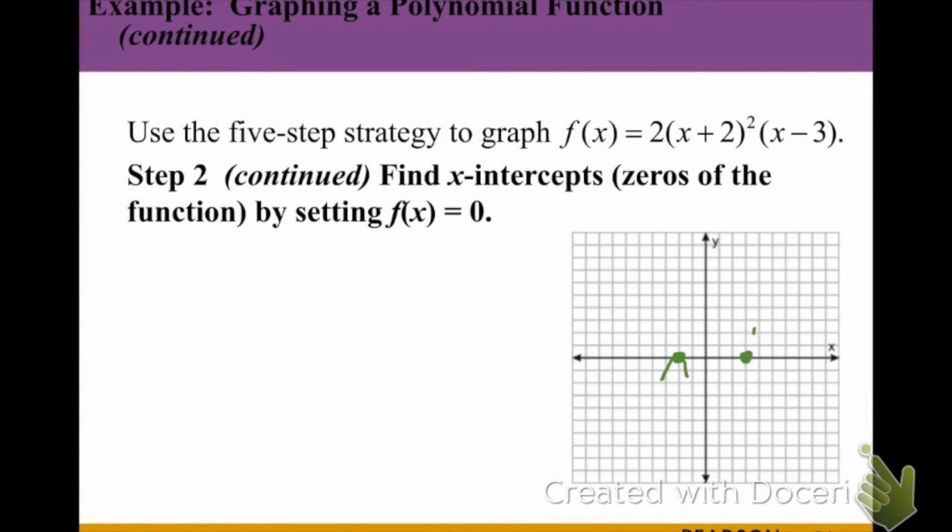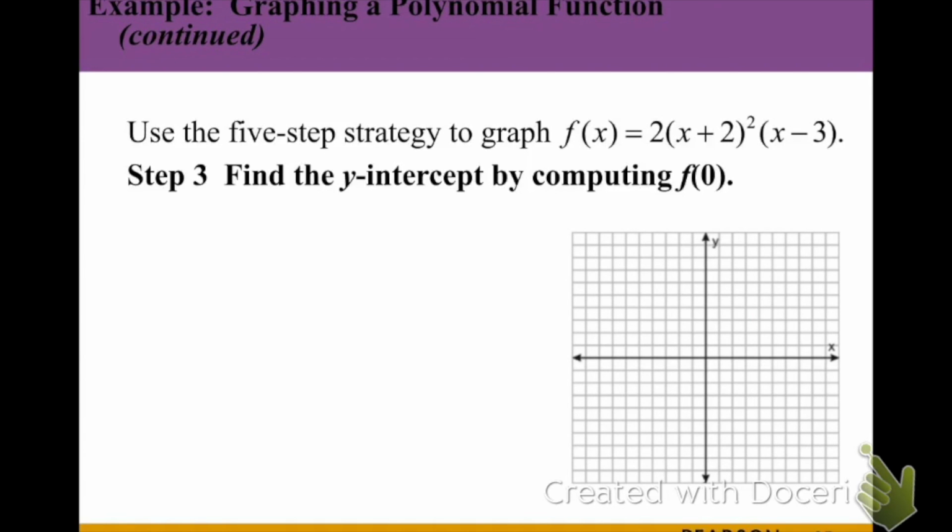So if we do that, we know that we're going to be touching at negative 2, but then crossing at a positive 3. And since we also know the end behavior, we know that we're going to fall to the left, but we also know we're going to rise to the right. So we're starting to get these pieces of our polynomial graph. The only part that we're missing right now is that in between. And that's going to be our next step.